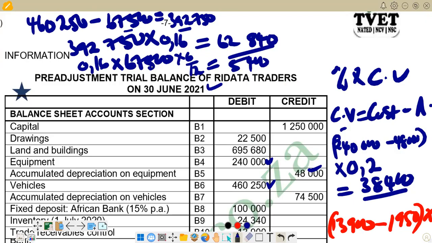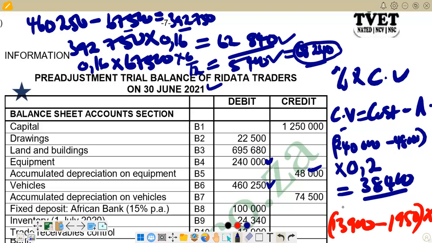Right. So for total depreciation for vehicles, we are adding this one, those that stayed for the whole year, plus this one that came along the year, to get the total depreciation for vehicles. So when you add the two, you are supposed to get 68,240. So that's what we have. This is the depreciation for vehicles.